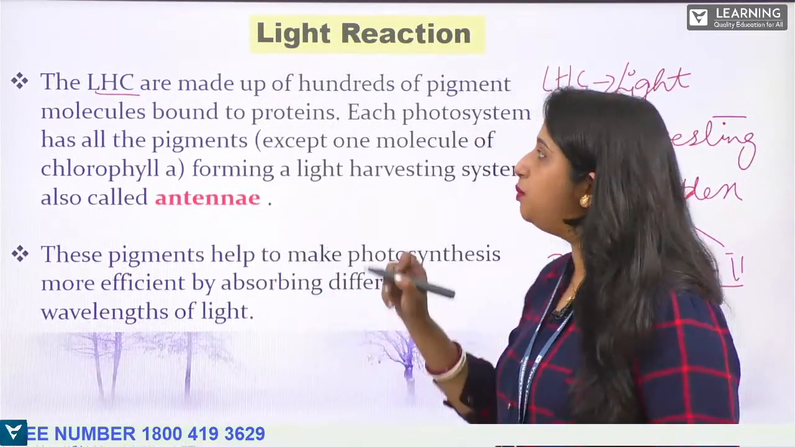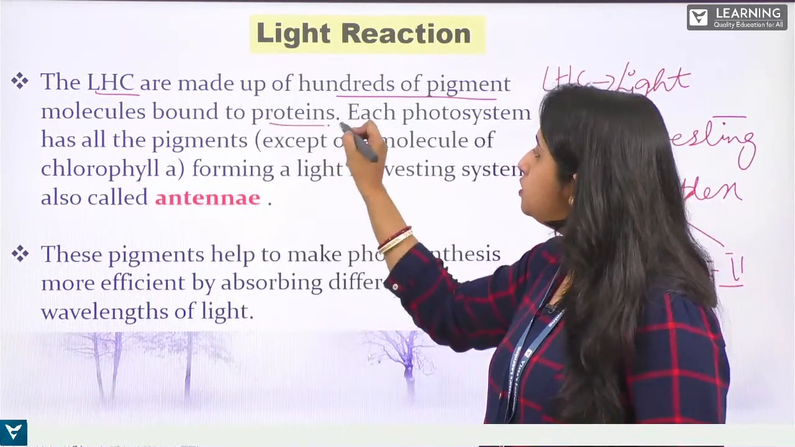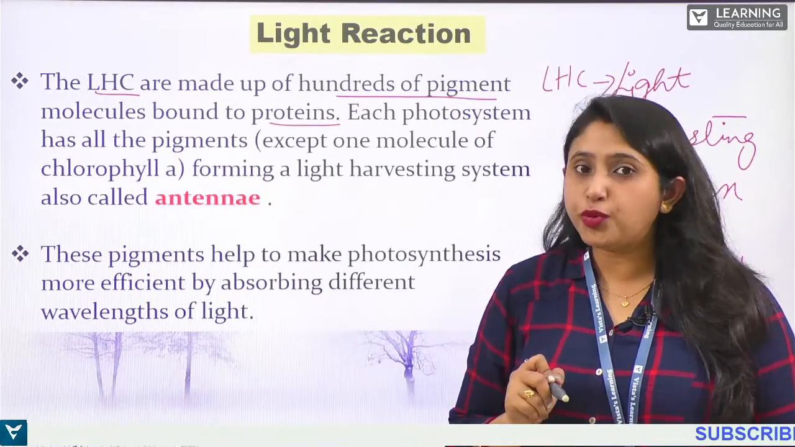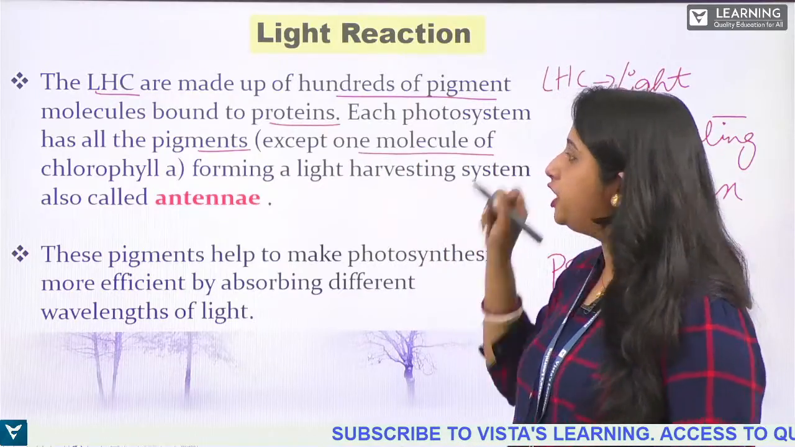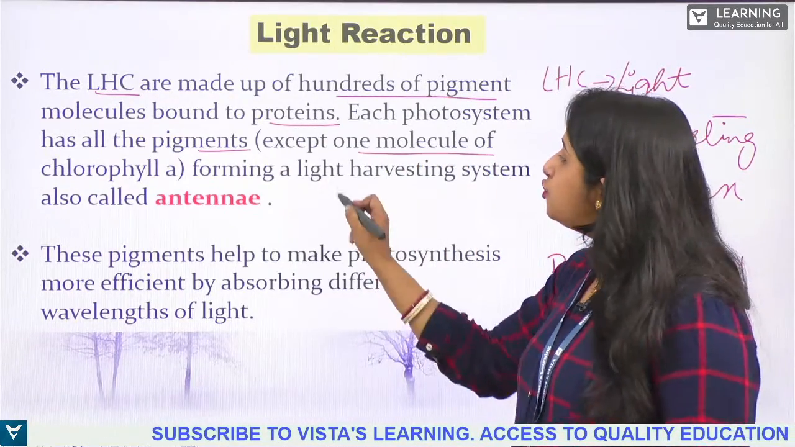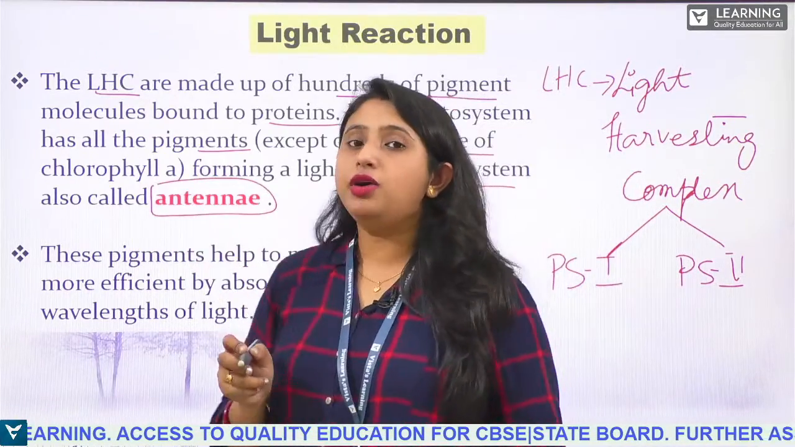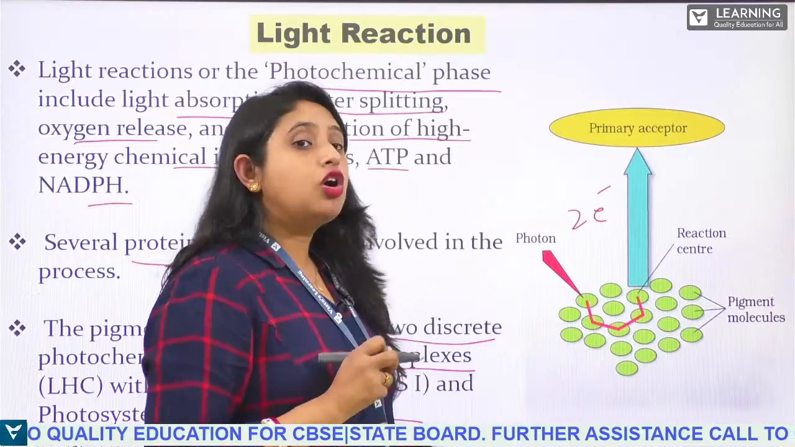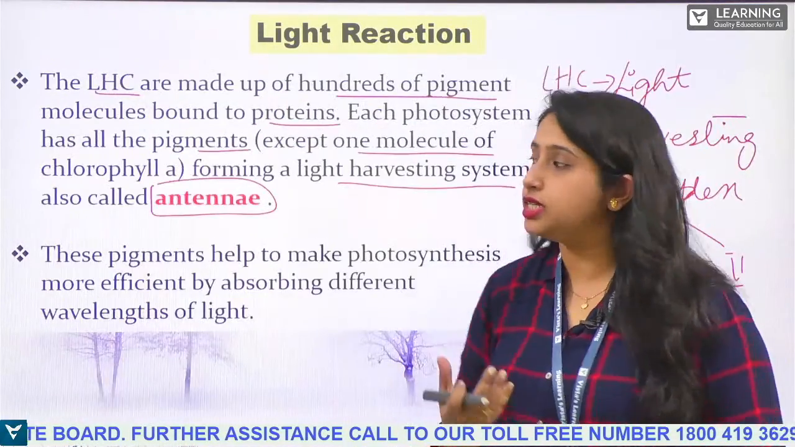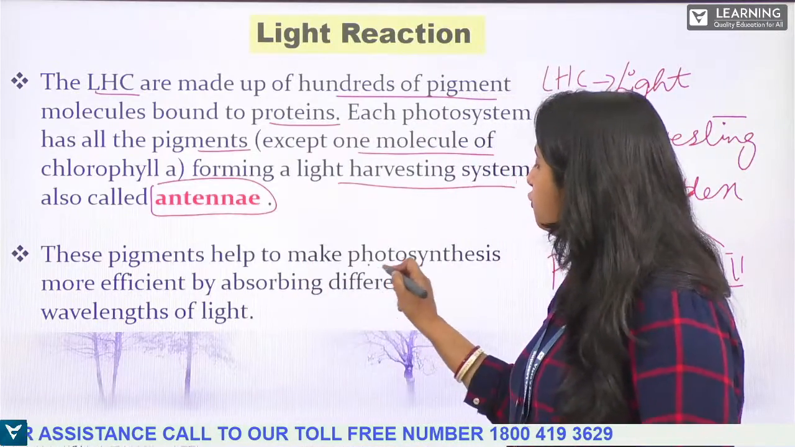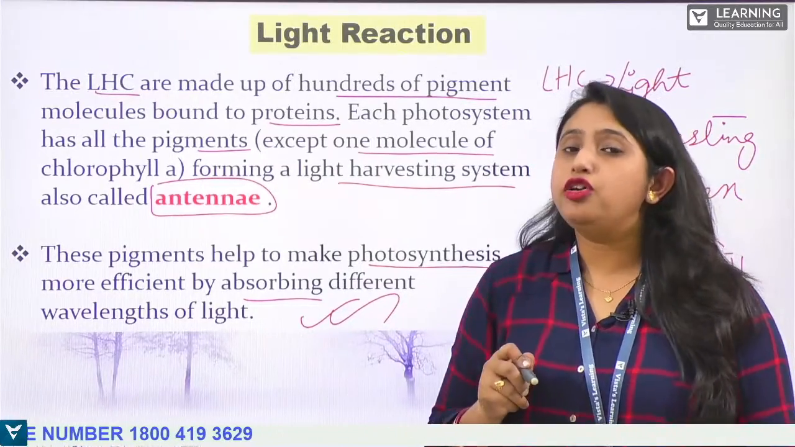The light harvesting complexes are made up of hundreds of pigment molecules bound to proteins. Each photosystem has all the pigments except one molecule of chlorophyll A, forming a light harvesting system called the antenna, where all the light is being harvested. These pigments help to make photosynthesis more efficient by absorbing the light at different wavelengths.